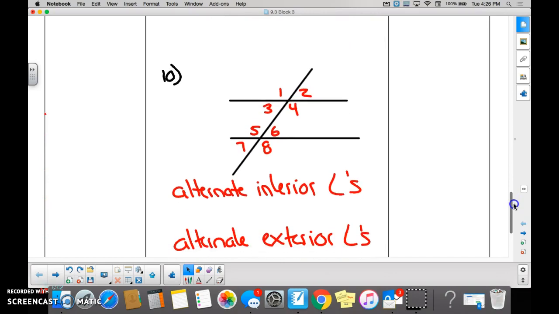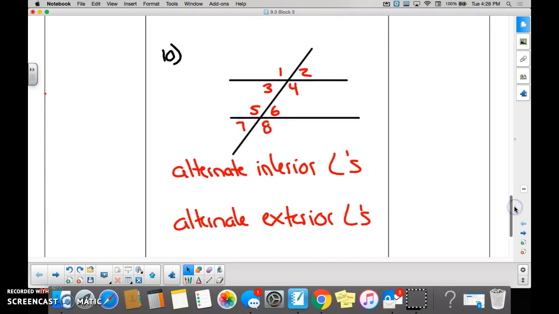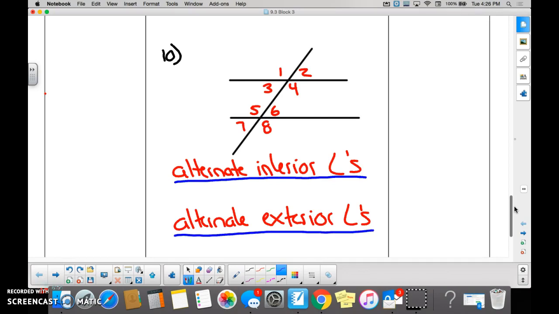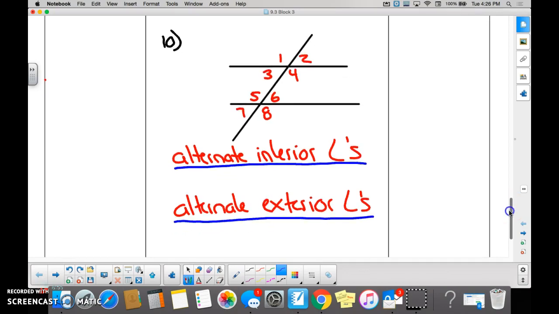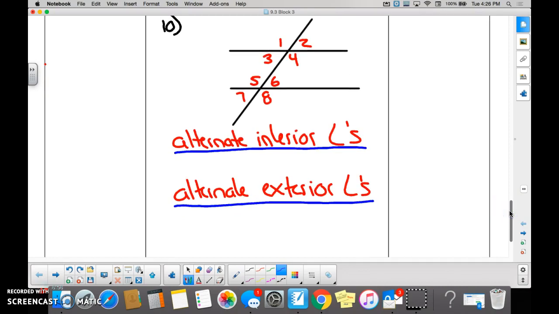And we're going to talk about some other angles, or some wordings for some other angles. We'll spend more time on this on Friday. But we're going to talk about alternate interior angles and alternate exterior angles. Pay attention here to what I'm talking about, and I think you'll be able to figure these out. Alternate means opposite sides, or every other. Interior means on the inside, and exterior means on the outside.